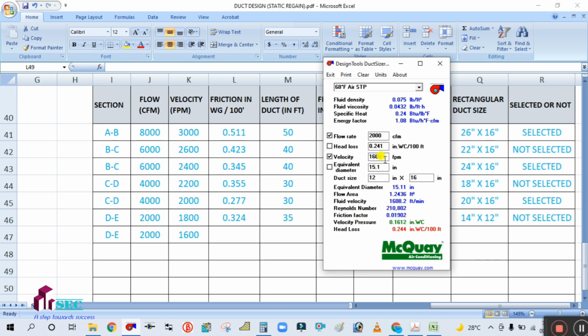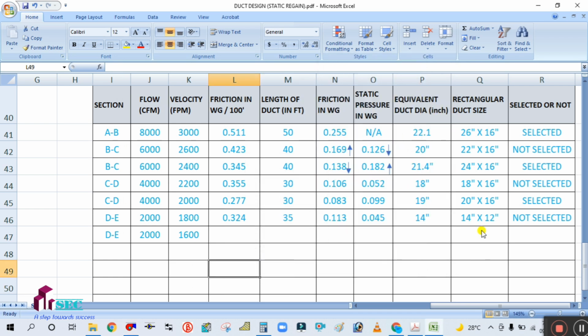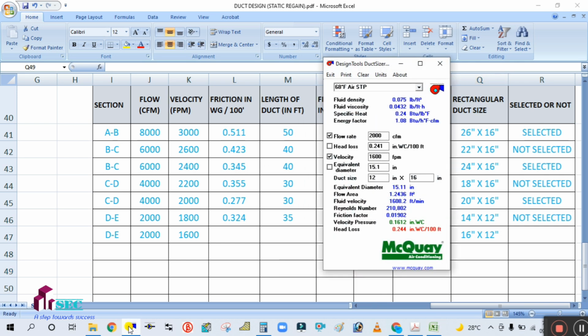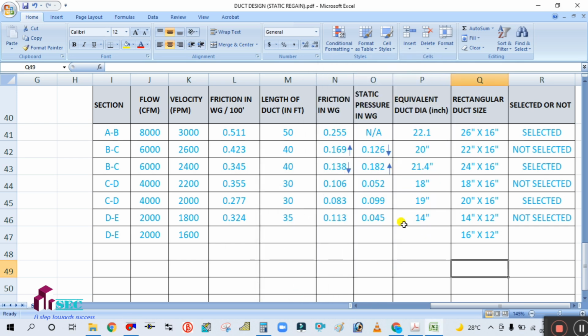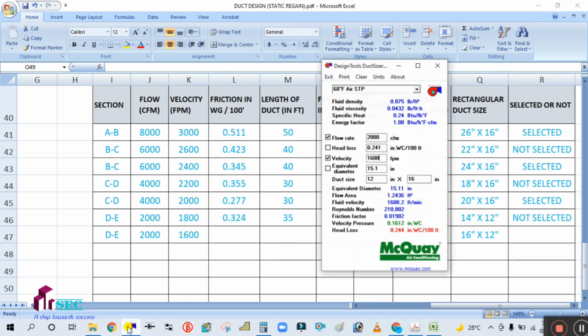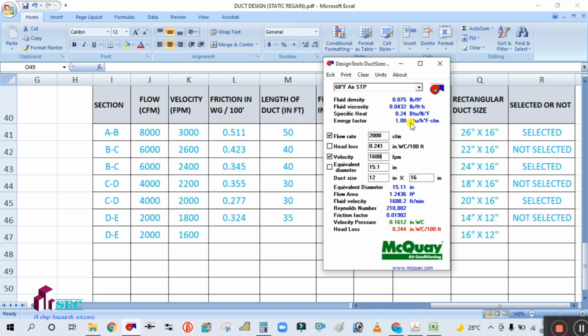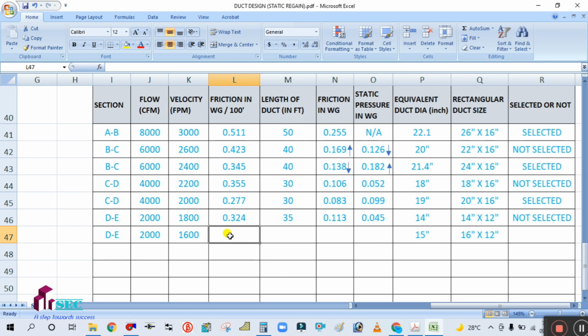So we are getting 12 inch by 16 inch. Here your duct size will be 16 inch by 12 inch, and the round duct diameter is 15 inch. And the friction loss is 0.241 inches of water gauge per 100 feet, and the duct length is 35 feet.